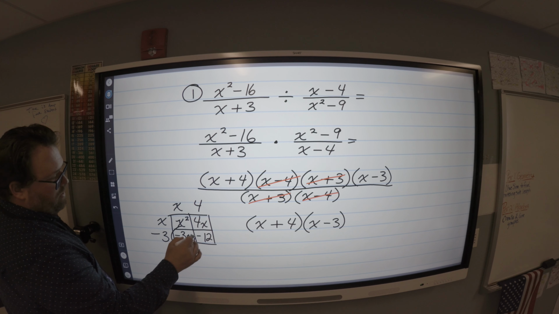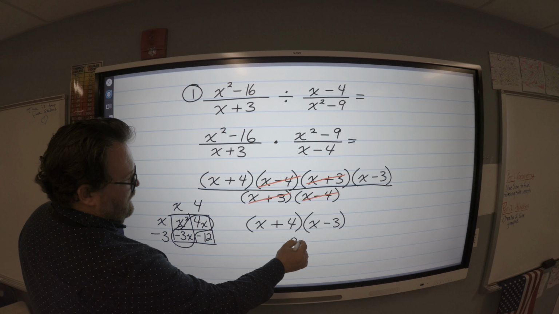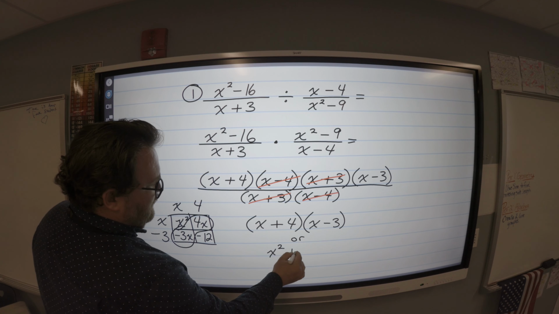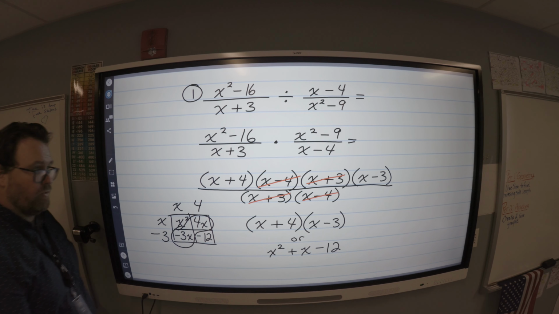I can add my like terms. So 4x plus negative 3x is just 1x. So we could write the answer as x squared plus 1x minus 12. I don't need to write the 1. So either of those two works.